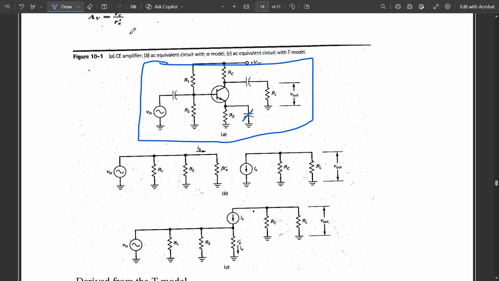And this circuit structure is the same as the CE amplifier. You just note it down. So this is the AC equivalent circuit with the pi model and the AC equivalent circuit with the T model. This is the pi model circuit and the T model circuit.